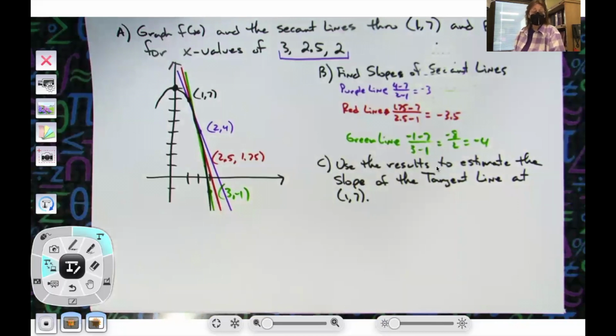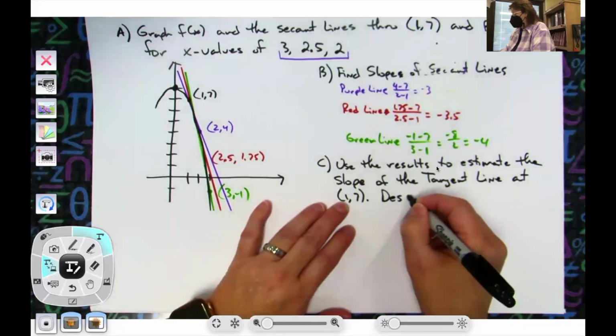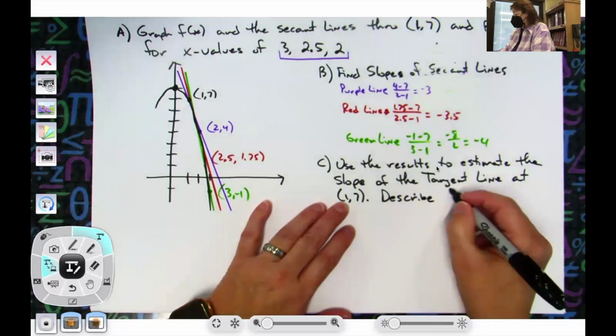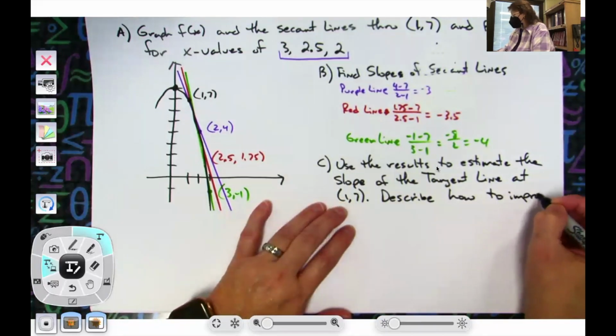So they're going to ask you to use those results you just got to estimate the slope of the tangent line. Okay. Then they're going to ask you to describe how to improve the approximation.